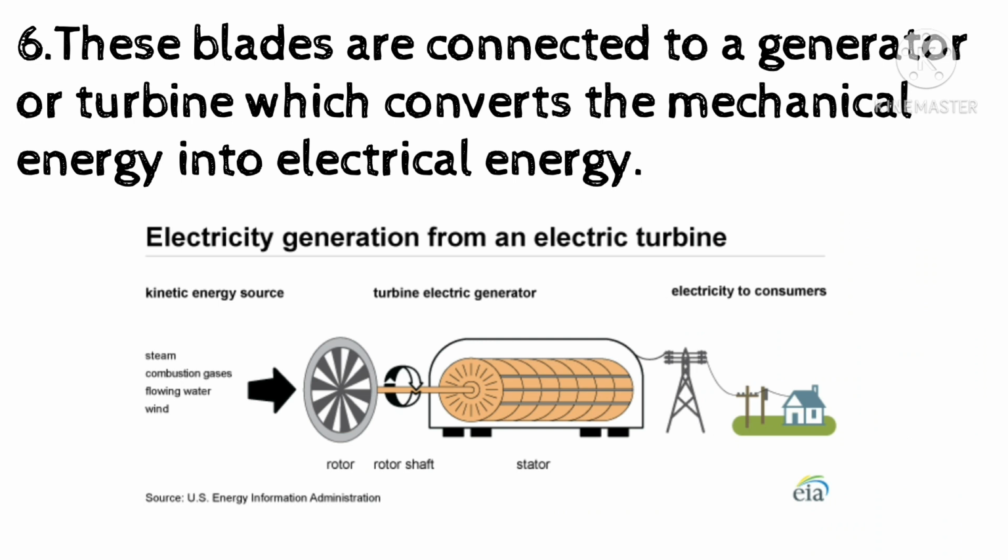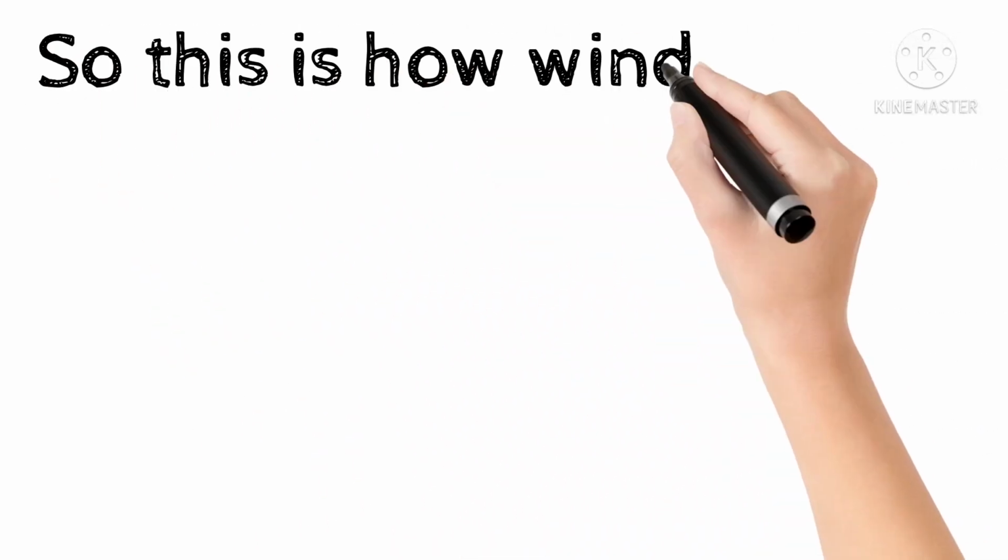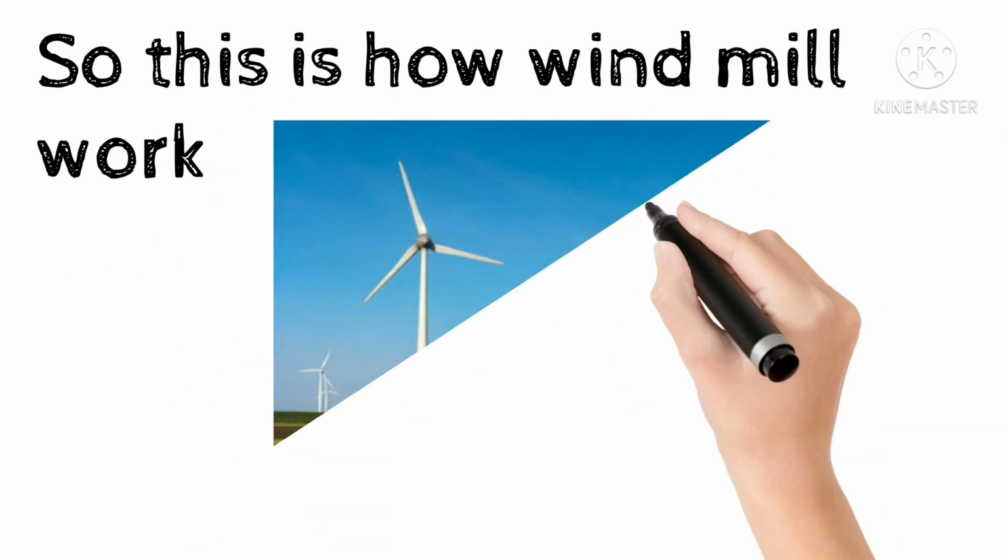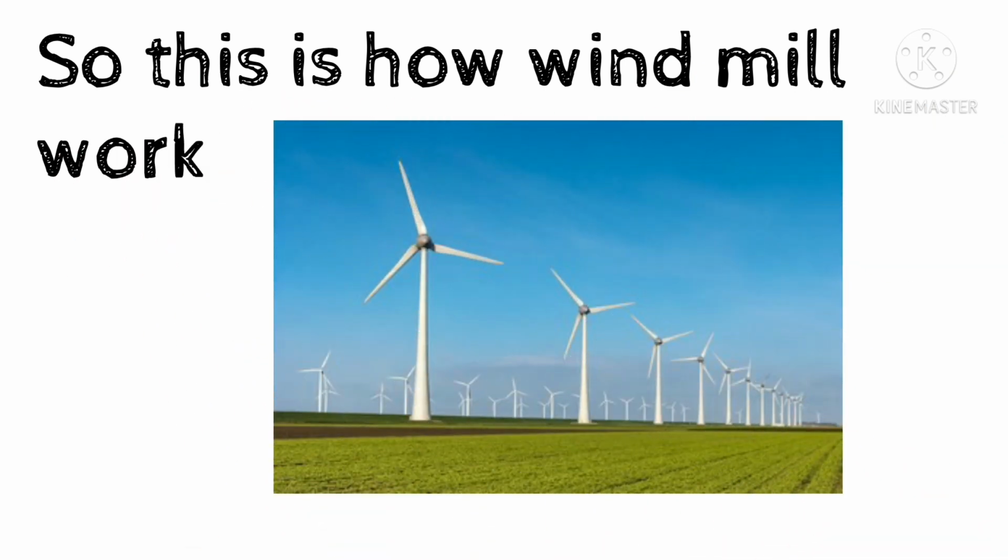As you can see in the image, when the wind hits the turbine, it rotates, and the turbine is attached to a generator which produces electricity. So this is how the windmill works.